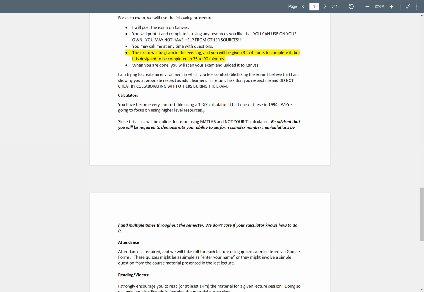One thing is in this class, I have this note here on calculators. You guys are all really comfortable using the TI-89, whatever.